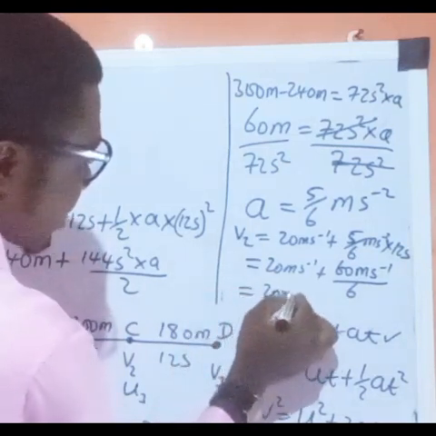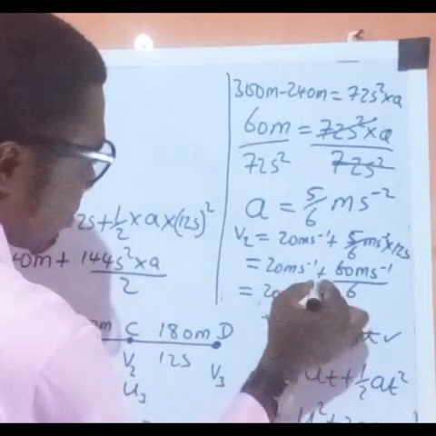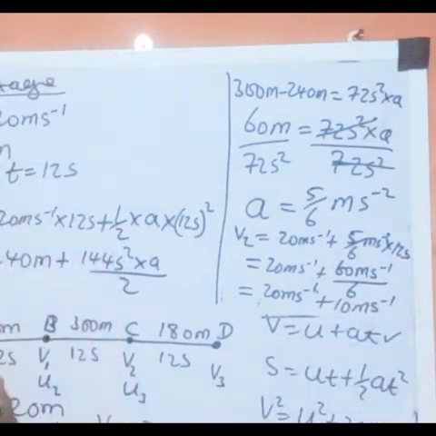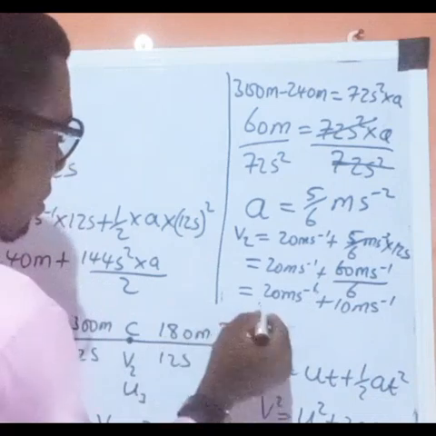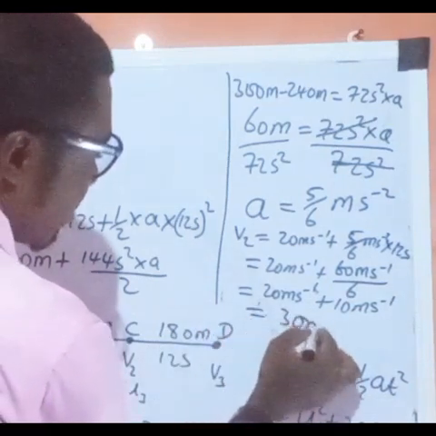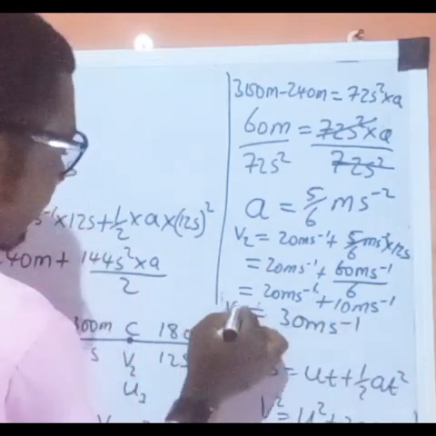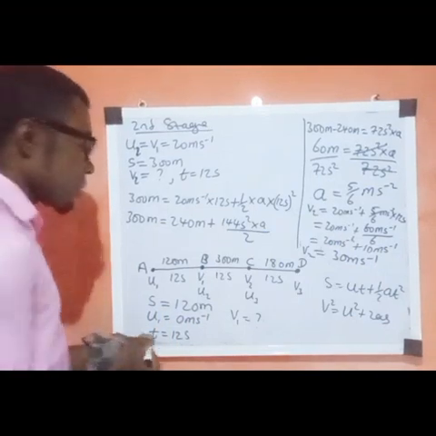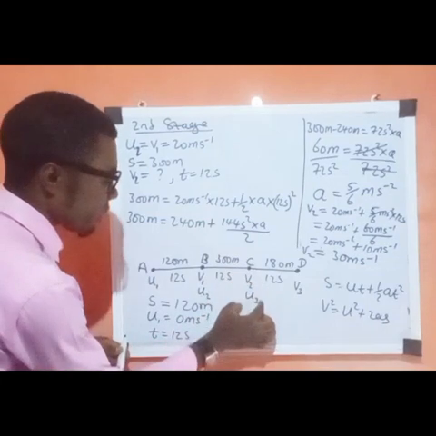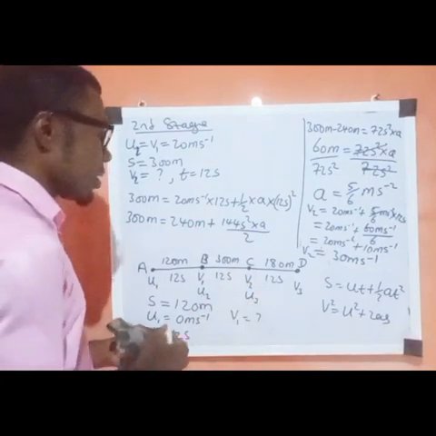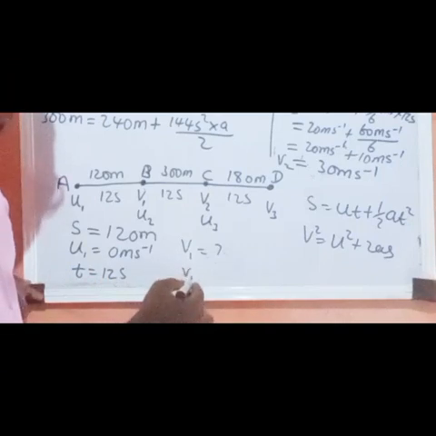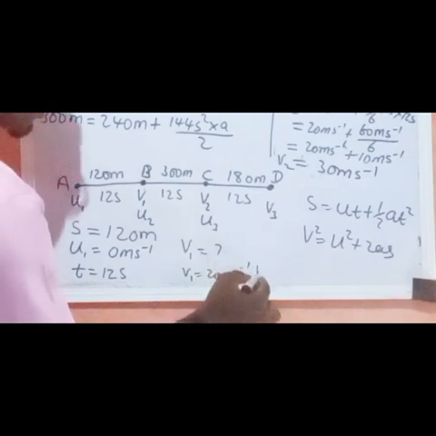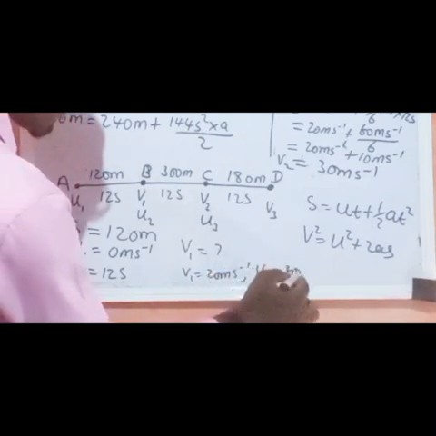So we have 20 meters per second plus 10 meters per second, and that's equal to 30 meters per second. So the final velocity of the second stage is 30 meters per second. The final velocity of the second stage is the initial velocity of the third stage. So we've gotten the final velocity v1 of the first stage to be 20 meters per second, and the final velocity of the second stage v2 to be 30 meters per second.